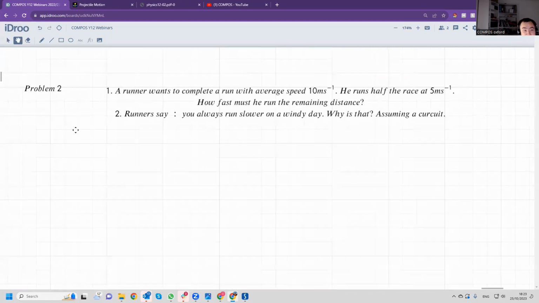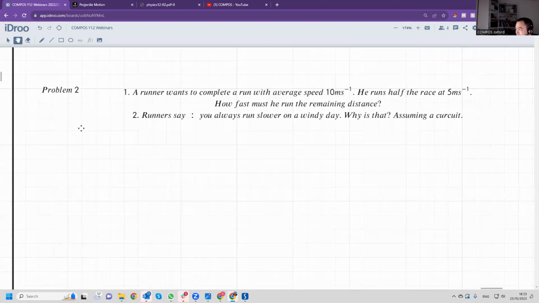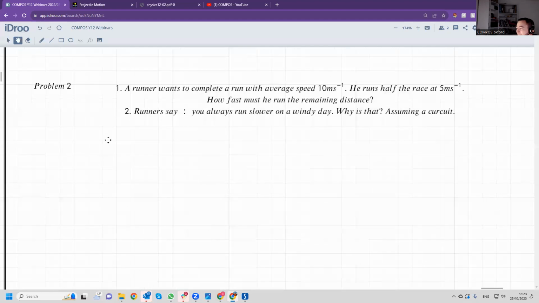Does anyone know the answer for question 1? It is a popular question. You can guess. Can you give it a guess? How fast? 15. Definitely not 15. Very good. Neil understands that the answer is not 15. That's good. Okay. Well, I mean, it's a good guess. Like, I mean, you would guess 15.